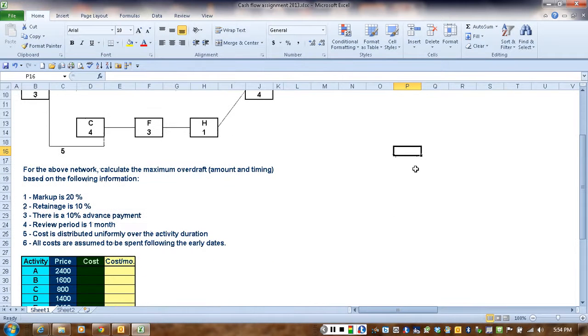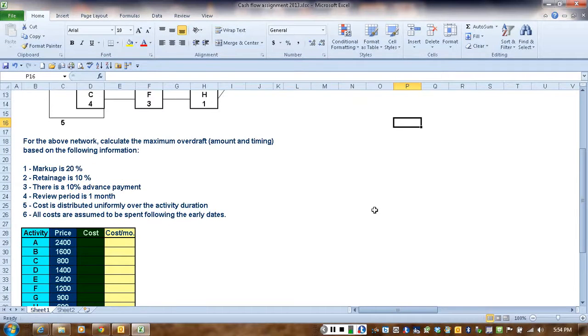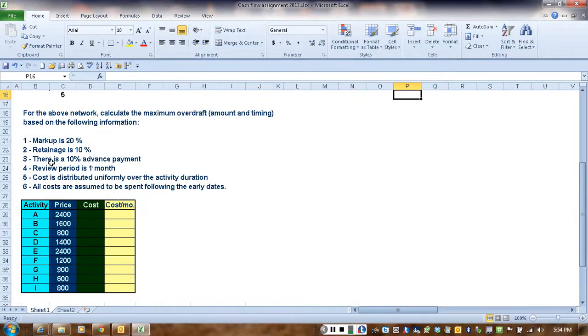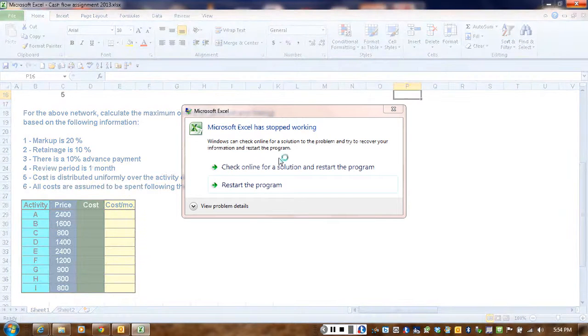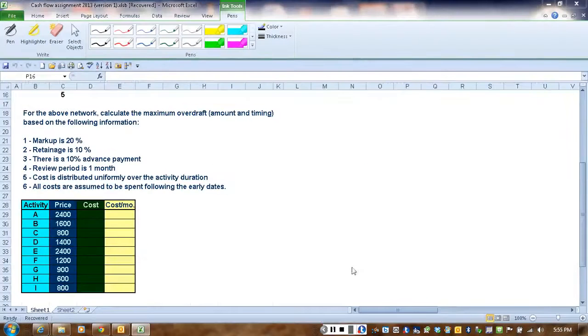And then we are given some information about each activity. So we are given this table showing first of all that we have a markup of 20%. We have a retainage of 10%, and we have a 10% advance payment. The review period is 1 month, and cost is distributed uniformly over the activity duration. All costs are assumed to be spent following the early dates. What does each one of these lines mean?